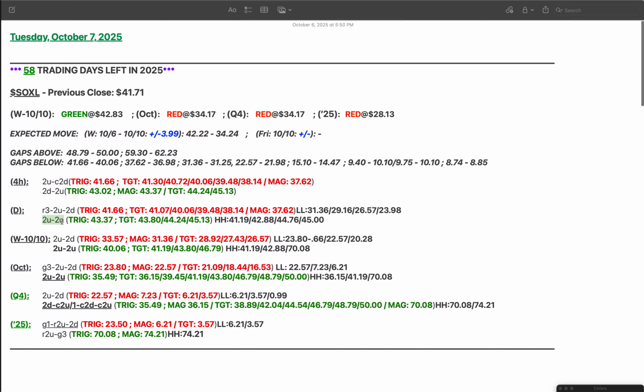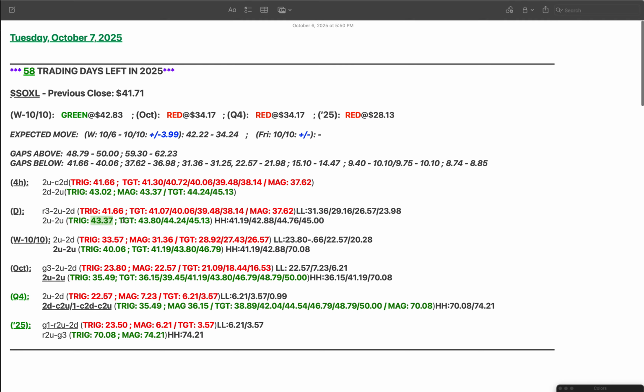To the upside, we would have that 2 up, 2 up, triggering at 43.37. Targeting 43.80, 44.24, and 45.13. All right. So, oops, we forgot to take out these higher highs here. We took those out last week.